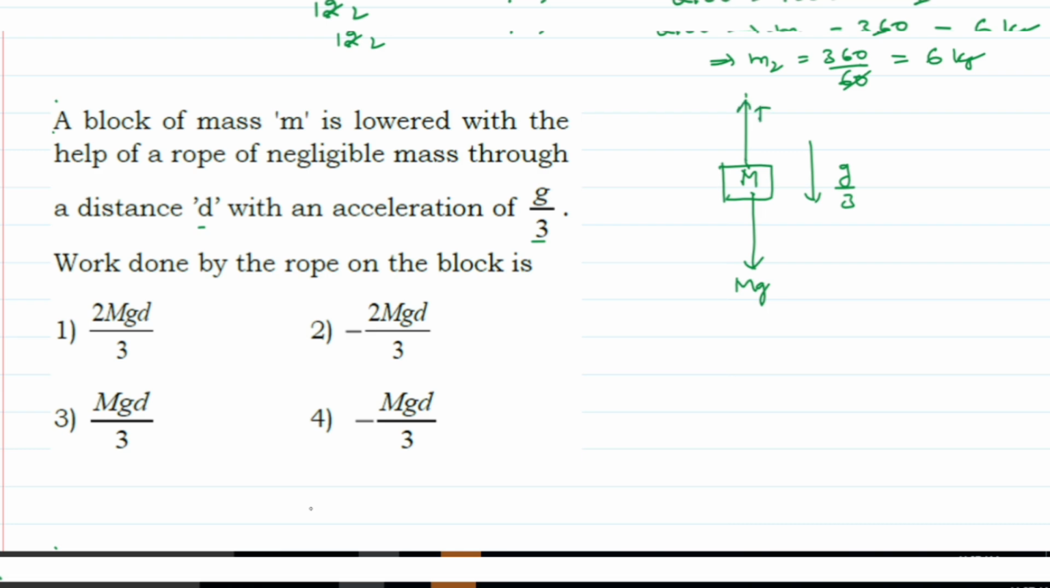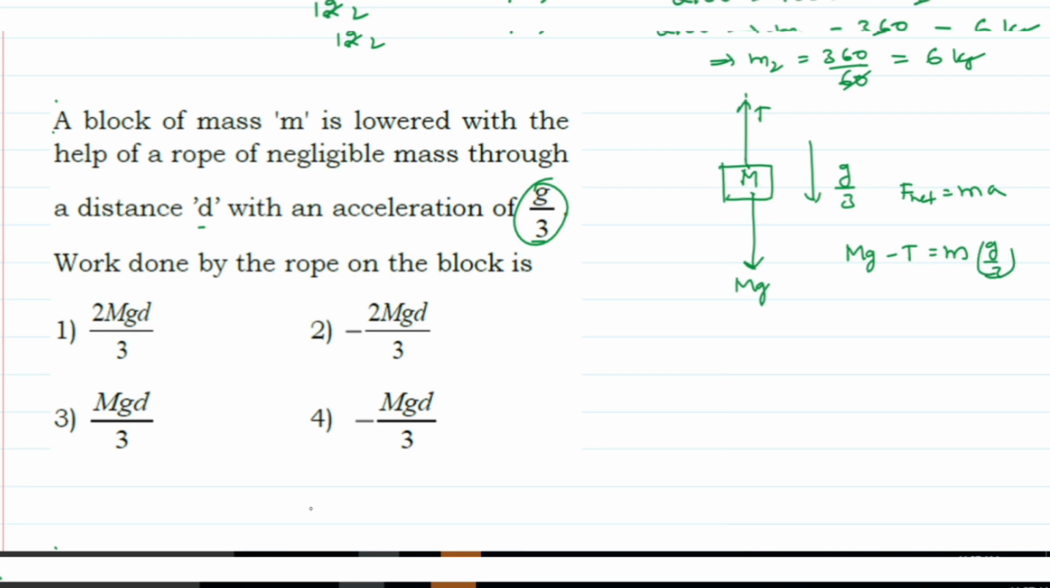The net force when you are lowering, F net, will be equal to m a. When you are lowering down, the weight is going to be more, so you will get mg minus T equal to m into a. With what acceleration is it moving? g by 3.